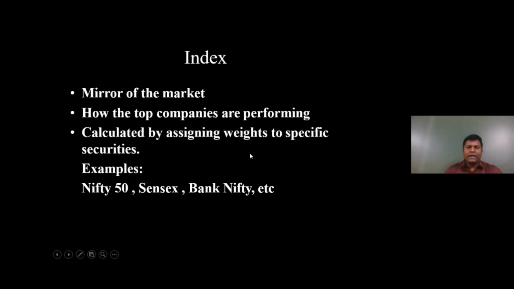But how to calculate the index is all about the weightage. So we take the weightage first, multiplying with the initial value, that is 10,000, which is the 1,000 shares issued by the company, currently trading at 100 rupees. 1,000 into 100 into weightage, plus the other companies. Likewise, we'll be adding for all the companies. If it is 50 stocks, all 50 stocks will be added. Divide by the base index into 100 is how we calculate the index value.